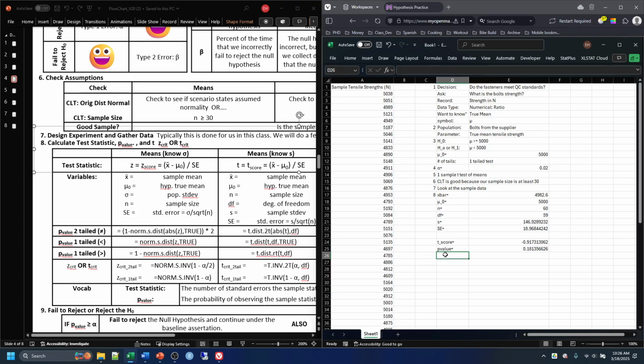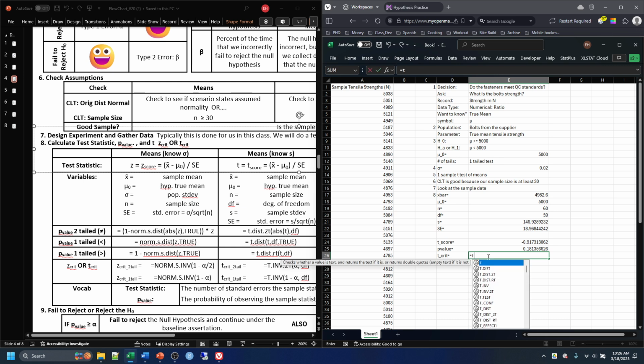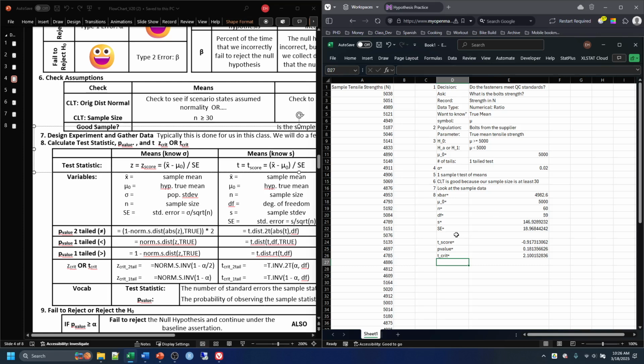Okay, and let me finally get my t-crit. Okay, and we need to know if we're doing a 1-tailed or a 2-tailed. We already said that we're doing a 1-tailed, so let's do this one right here. And this is going to be equal to T.INV of 1 minus our alpha. So I'll click up on our alpha, and comma, we need to give it our degrees of freedom. And hit enter. And this is the t-critical, or how far away from our population mean our sample mean needs to be in order for us to think that the true population mean is actually less than 5,000.